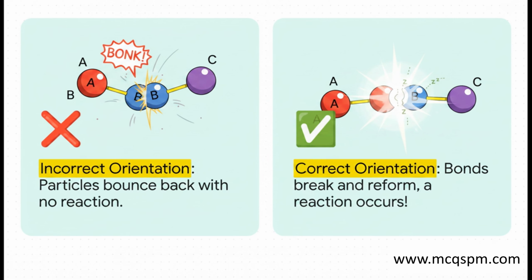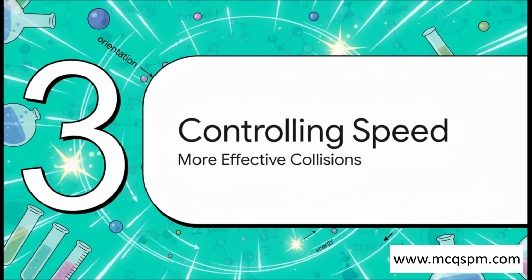That is an effective collision. Okay, great. We know we need enough energy, and we need the right orientation. So the next logical question is, how can we control this? How can we rig the game to make more of these effective collisions happen more often? Well, that's where all those factors that affect the rate of reaction finally come into play.